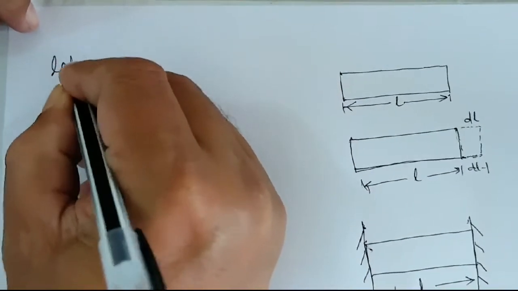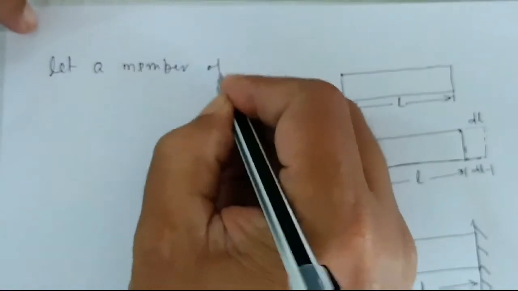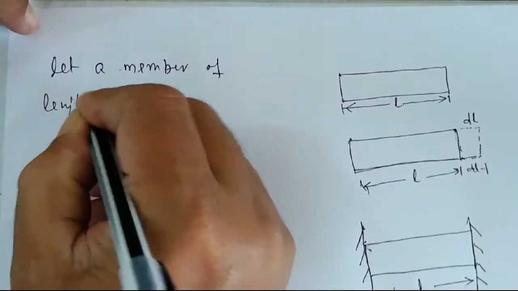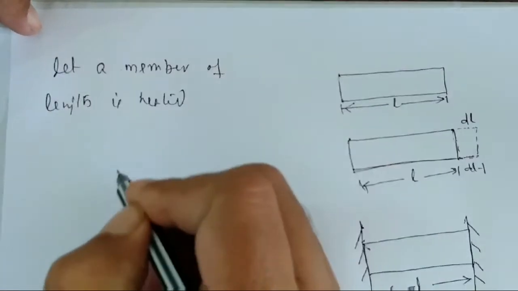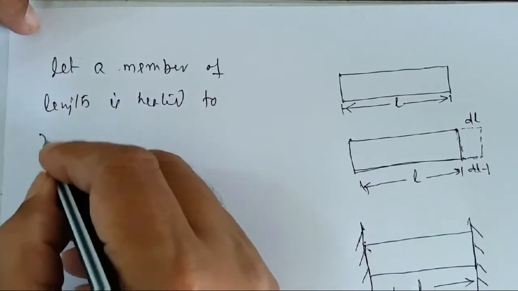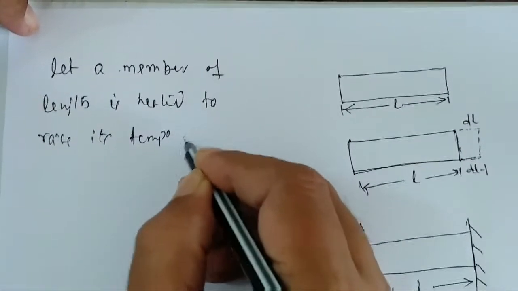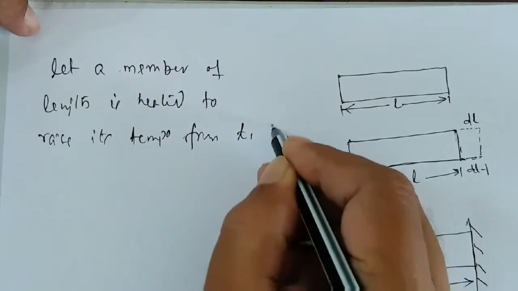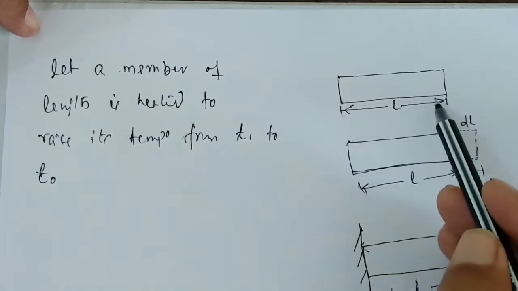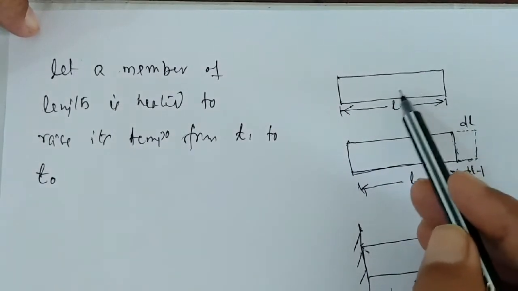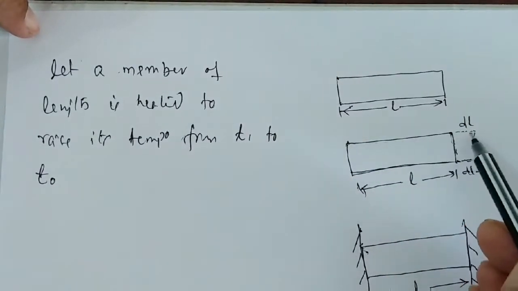Let a member of length L be heated to raise its temperature from T1 to T2. This is the member, the length is L. Let the temperature of this member be raised from T1 to T2. Then what will happen? Its length will increase by dl.